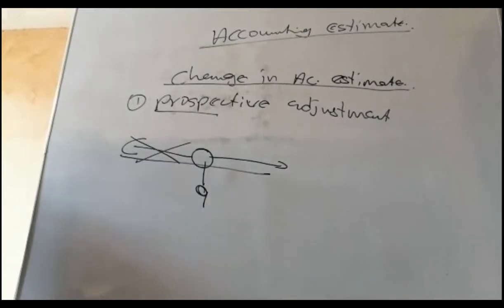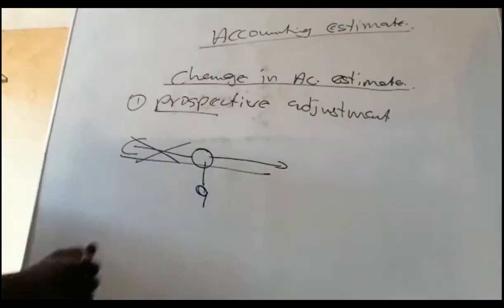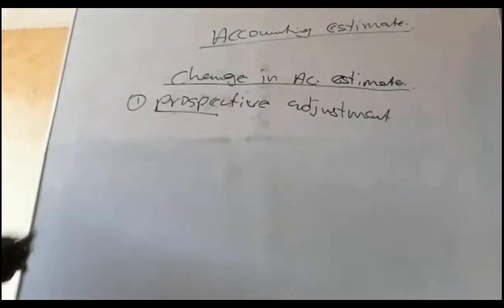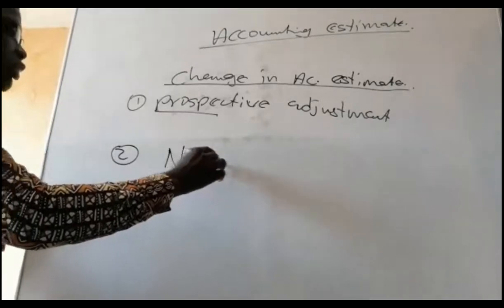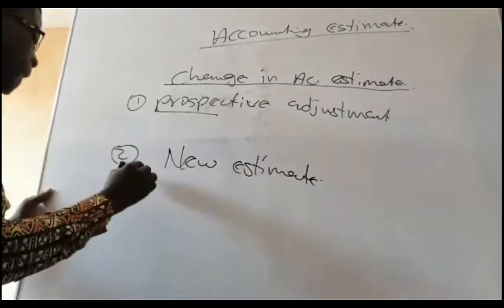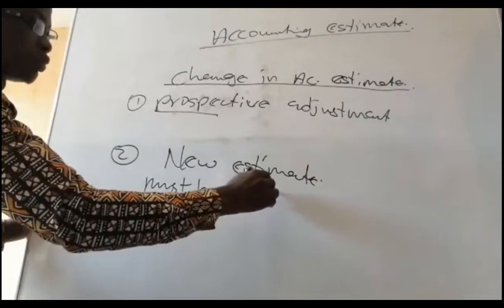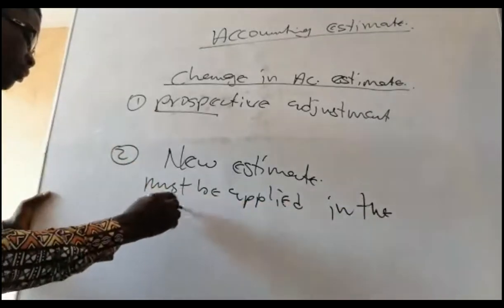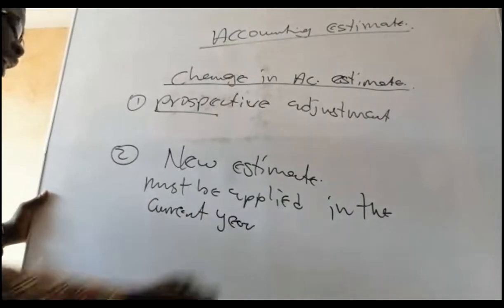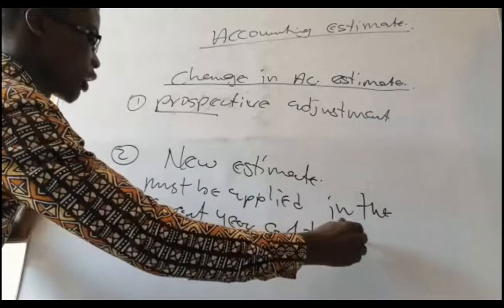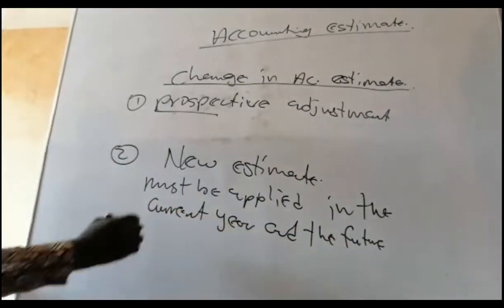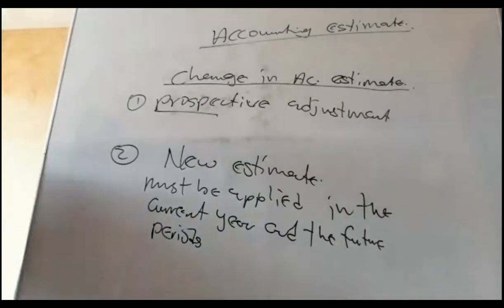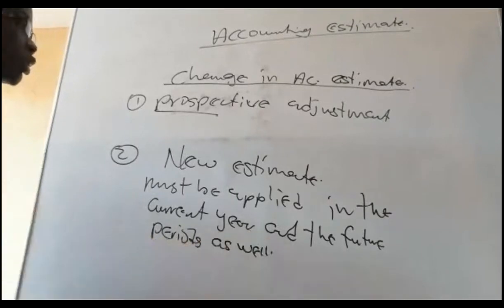So here the new estimate must be applied in the period of change and the future periods. The new estimate must be applied in the current year, and the future periods too, if it will affect the future periods as well. Good. So that's the accounting treatment.